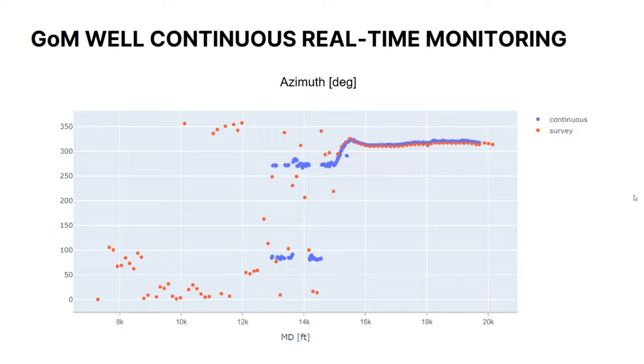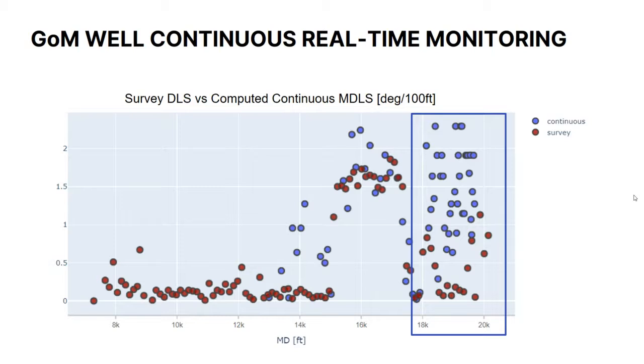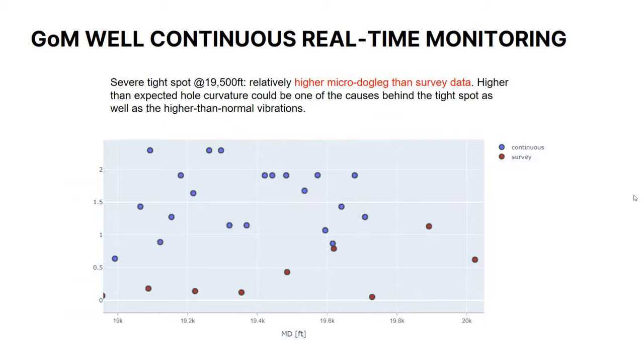What we noticed is that microdogleg, which is the blue dots, were definitely higher than the measured dogleg. So you see, of course, the continuous measurement of microdogleg has a higher frequency than the survey dogleg. So in this case, we have a risk of a tight spot because of a higher than expected hole curvature, and that's exactly what happened. At 19,500 feet, the relatively higher microdogleg than the survey data was the cause of the tight spot. And actually, they also measured higher than normal vibrations.